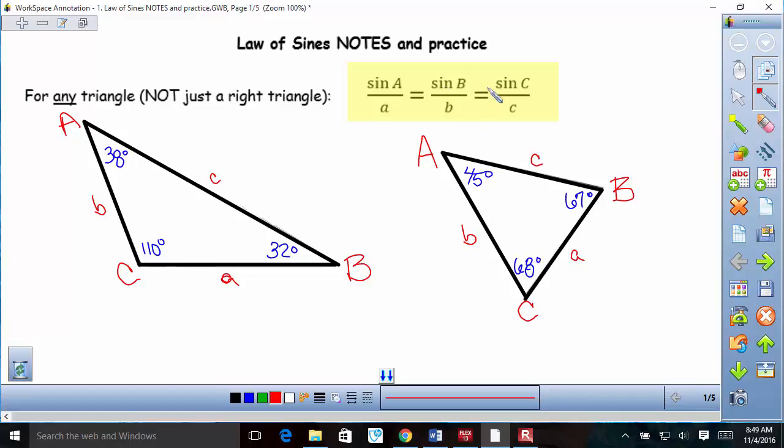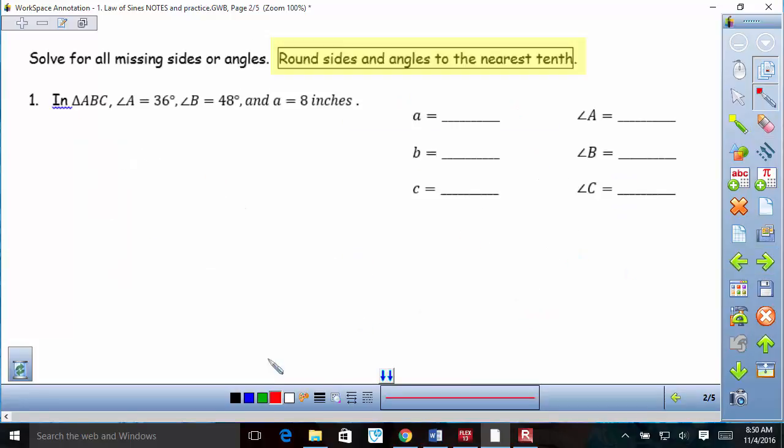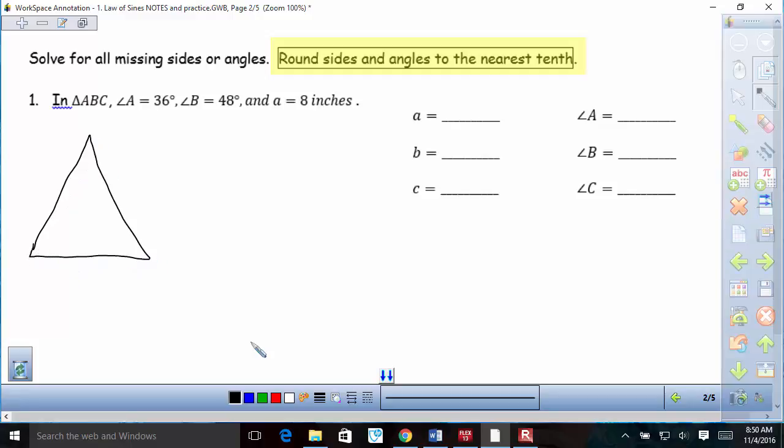So let's say we're just having the A and the B, and you don't have the C. You would cross multiply those like that. Clearly, you need a calculator, because it would be impossible to do that in your head. All right, for the first problem, we need a triangle. Let's draw a triangle. It doesn't really matter what the angles tell us. I usually draw the same triangle every single time.